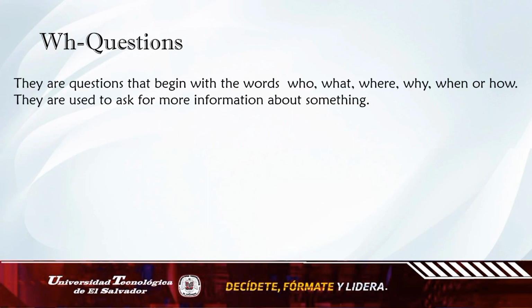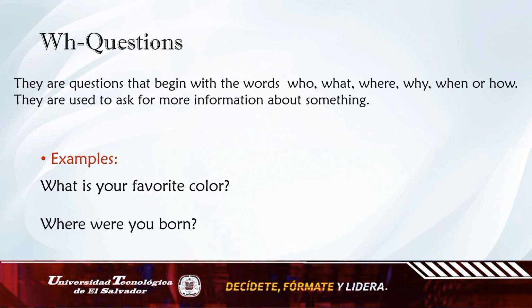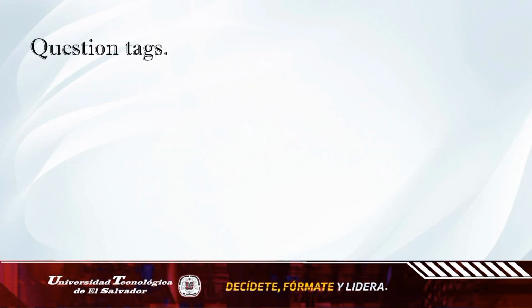WH questions are questions that begin with the words who, what, where, why, when, or how. They are used to ask for more information about something. For example, what is your favorite color? And where were you born? Are WH questions.